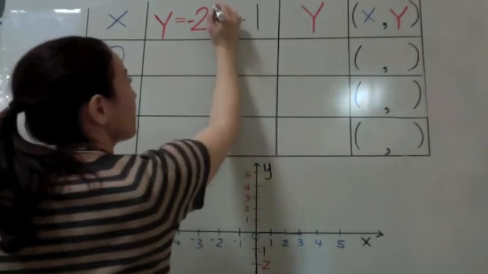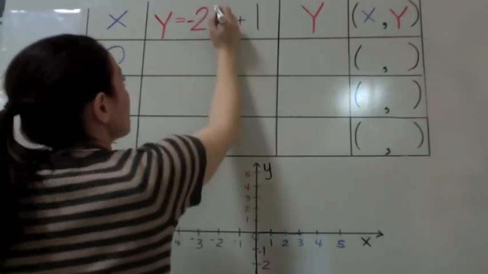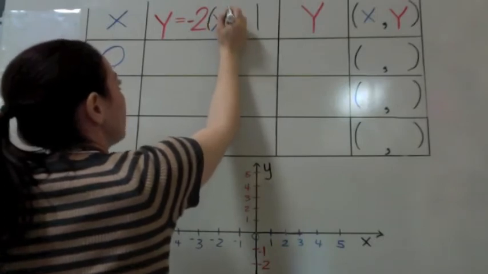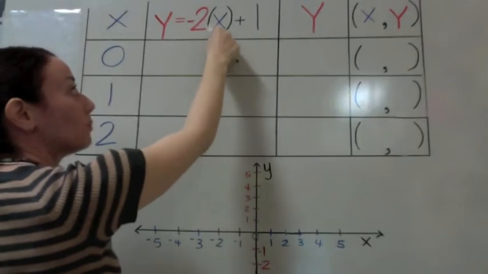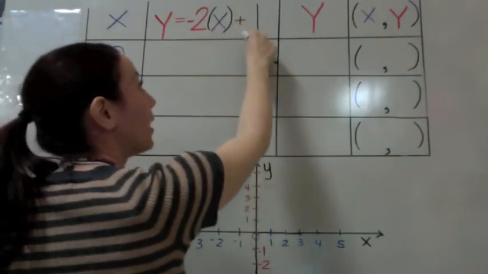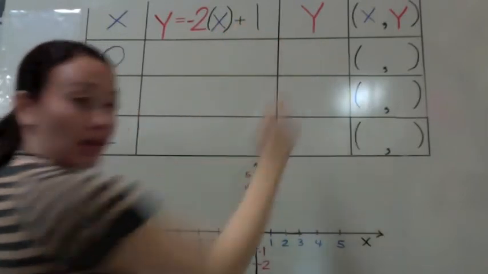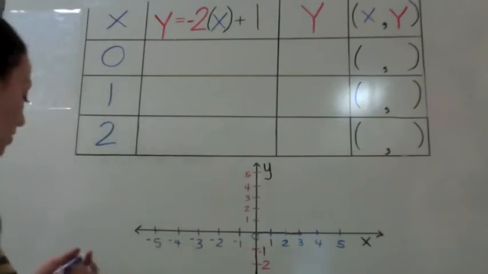What can we add or put around x to show multiplication? We can put parentheses. To show, you know what, we're going to have to multiply negative 2 times whatever we plug in for x and then add 1 in order to get y. So let's go ahead and do that.